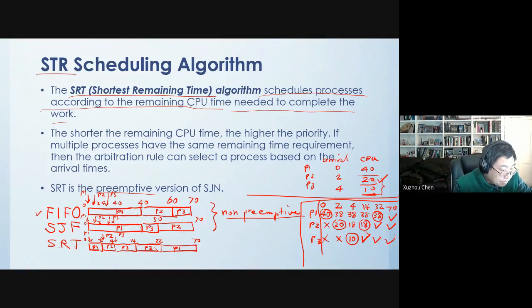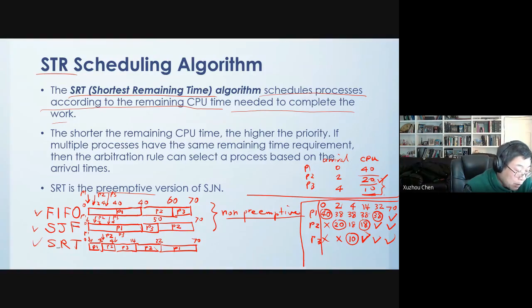Okay. So that's the shortest remaining time first. Okay. So now, which one is the worst? Which one is the best? Then you can easily figure out by calculating the CPU time. So we basically need to check what's the average CPU time for each scheduling algorithm, right? The average.